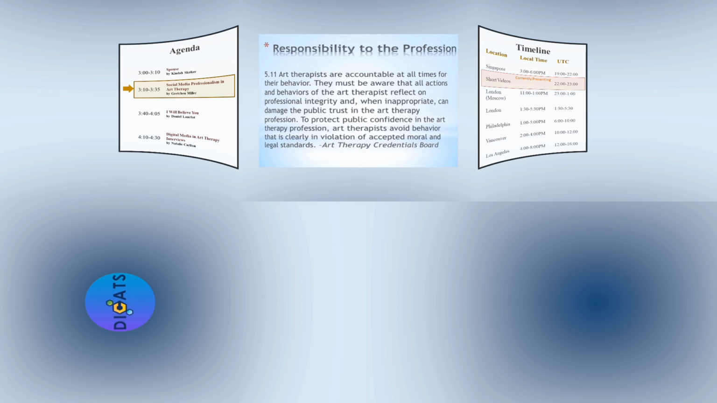This is addressed in the Art Therapy Credentials Board Code of Conduct under the section focused on responsibility to the profession. Art therapists are accountable at all times for their behavior. They must be aware that all actions and behaviors of the art therapist reflect on professional integrity and, when inappropriate, can damage the public trust in the art therapy profession. To protect public confidence in the art therapy profession, art therapists avoid behavior that is clearly in violation of accepted moral and legal standards.